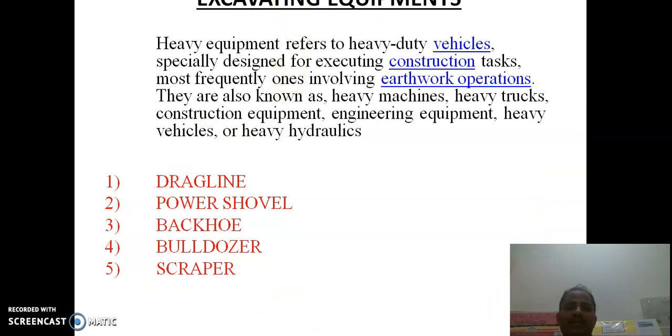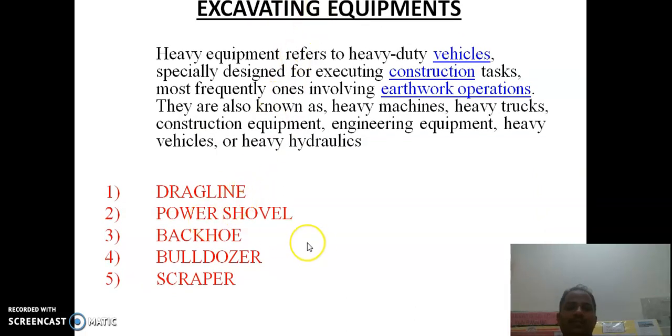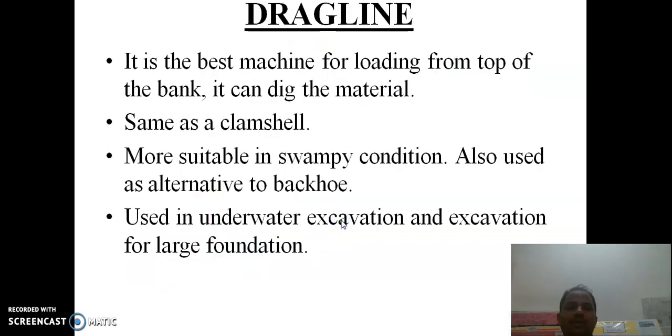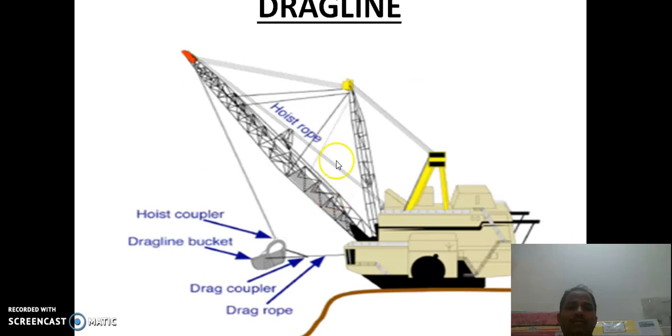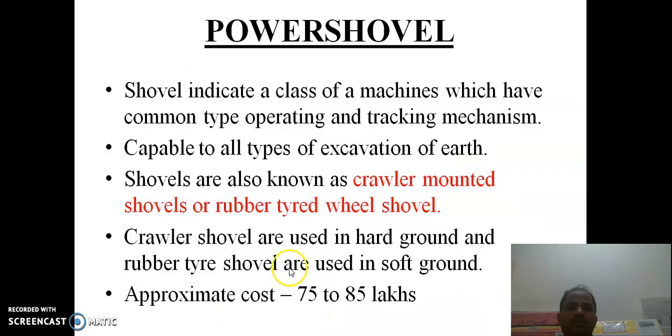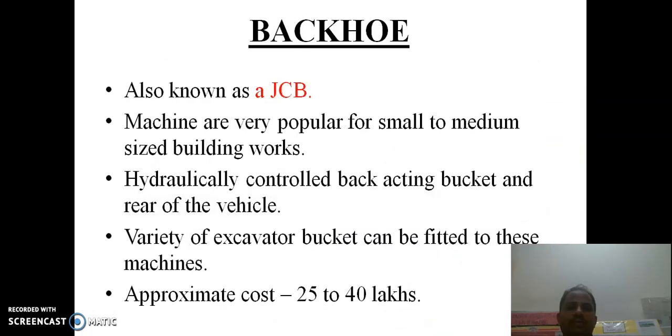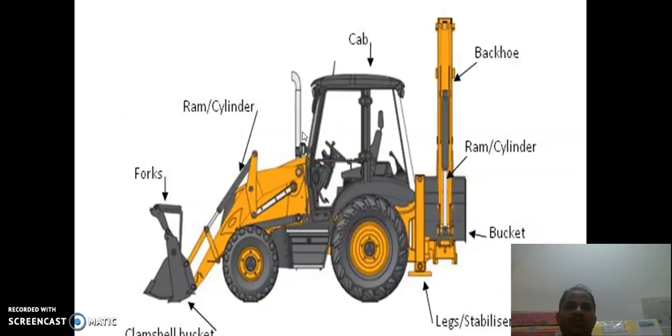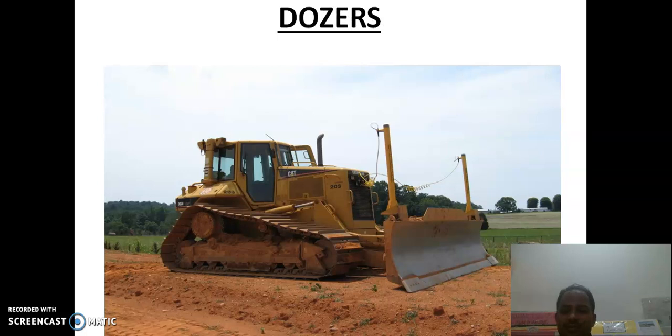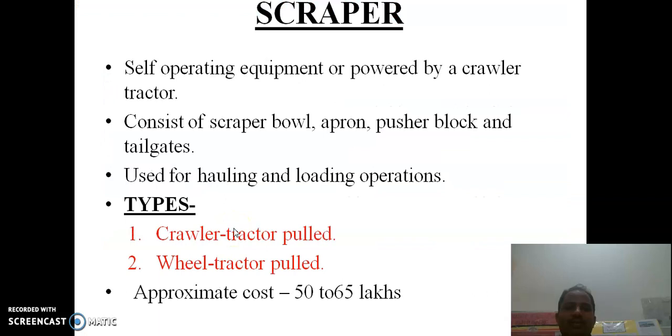Excavating equipments: dragline, power shovels, backhoe, JCB. Generally, we call all the excavating equipments or machineries JCB, but as per their specifications, their names are different. Backhoe, bulldozer, crawler and wheel mounted, scraper.